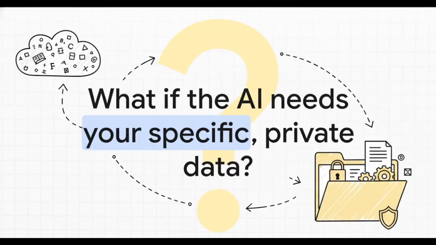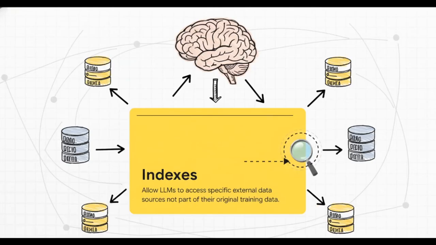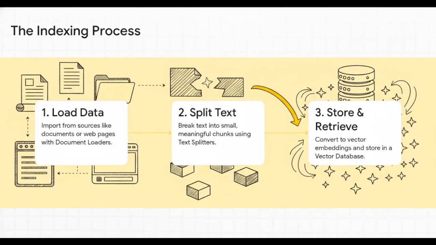But what if your AI needs to access your private data? LLMs don't know that stuff. That's what indexes are for. They structure your documents so the LLM can actually use them. It's a three-step process. You load your data, split it into smaller chunks, and then store it.